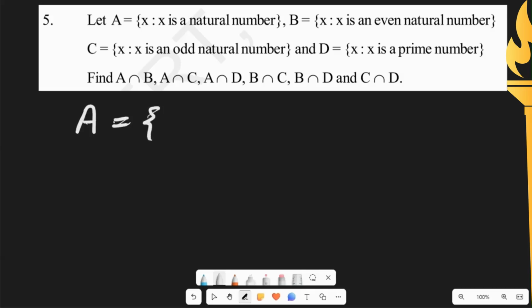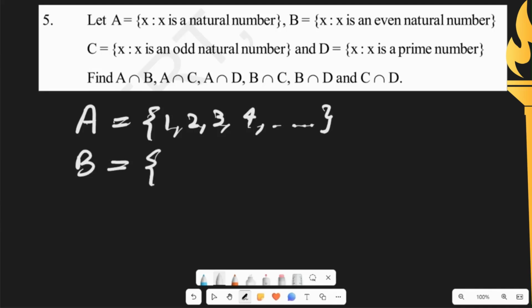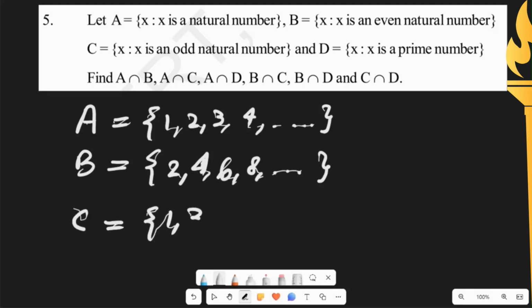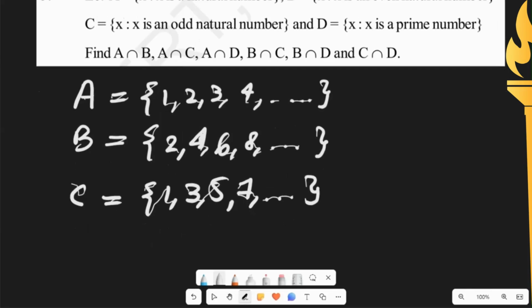So set A have natural numbers, so we would get 1, 2, 3, 4, and so on. Next set B we have x is even natural number, so we would have only even numbers here 2, 4, 6, 8, and so on. Next set C we have odd natural numbers, so we would have 1, 3, 5, 7, and so on. And lastly set D we have x is a prime number, so 2, 3, 5, 7, and so on.